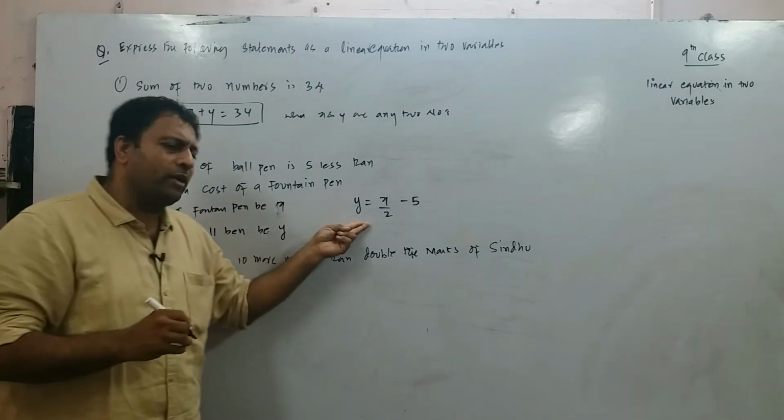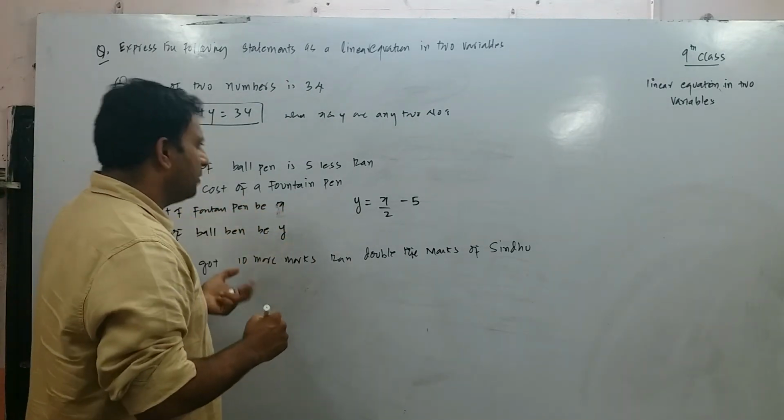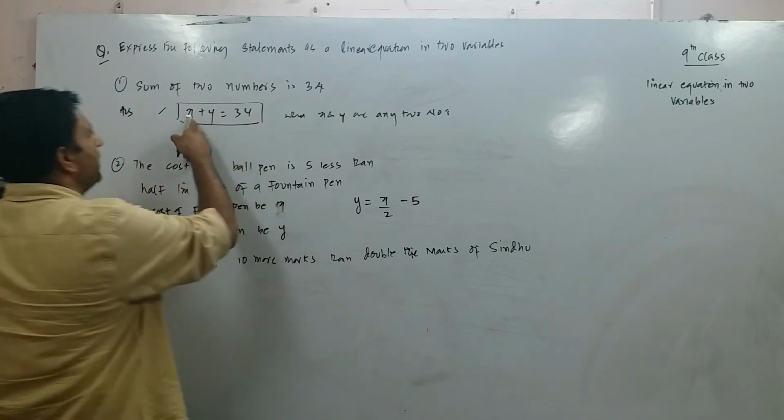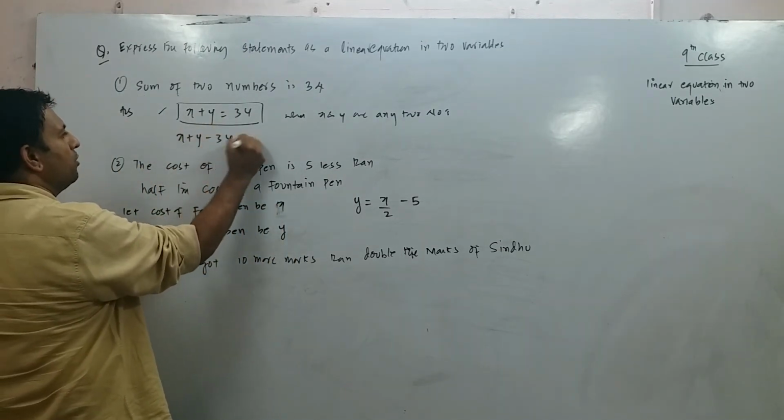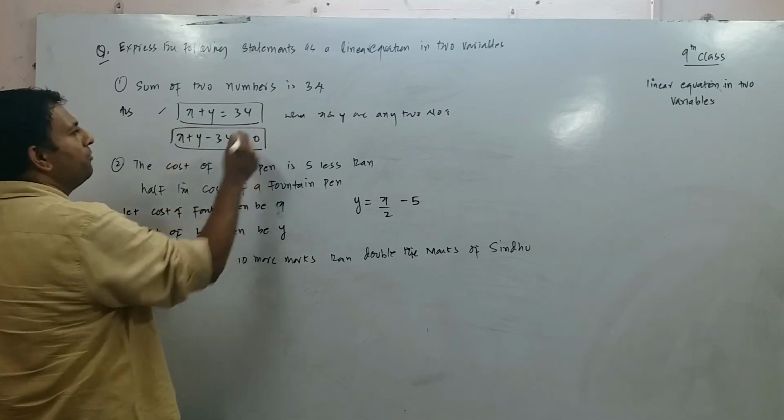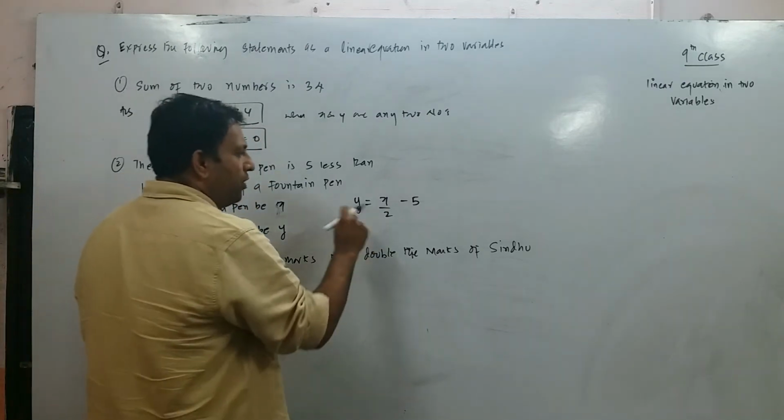No doubt this is not in a proper form. I have to express in the proper form. In fact, x plus y is equal to 34. Here you should write x plus y minus 34 is equal to 0. This is the actual form of linear equation. Alright. Now how do you express this?